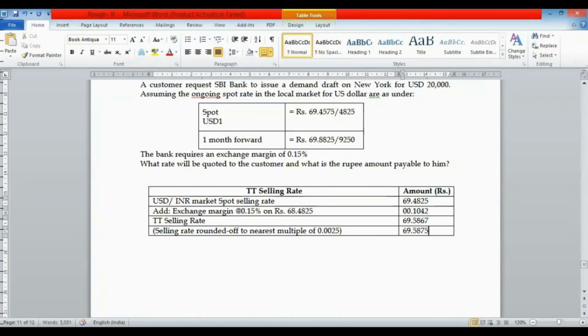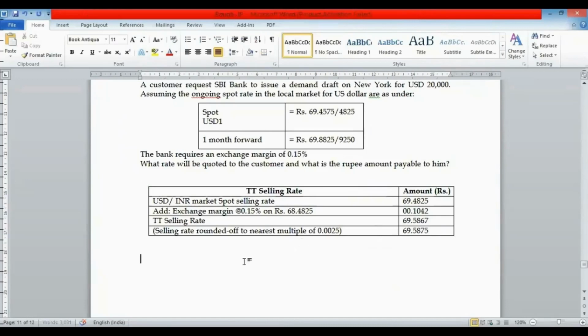Buy low, sell high. That concept is also there. From 67 the last two figures we have increased to 75. And moreover, the rule also says that we go for rounding off in multiples of 0.0025. So this is the rate that will be quoted to the customer.